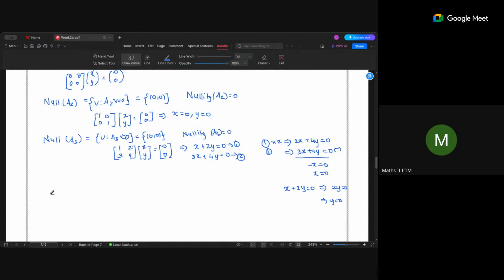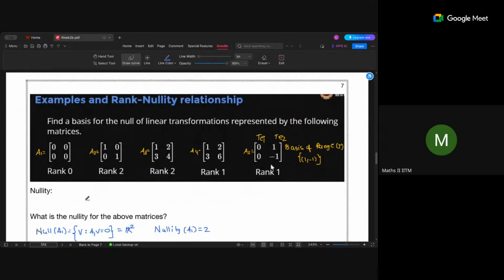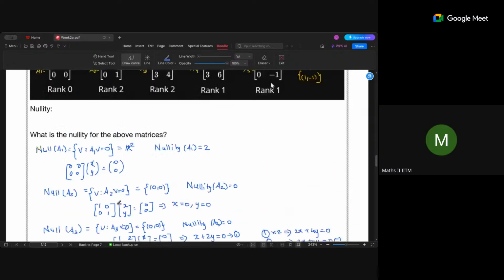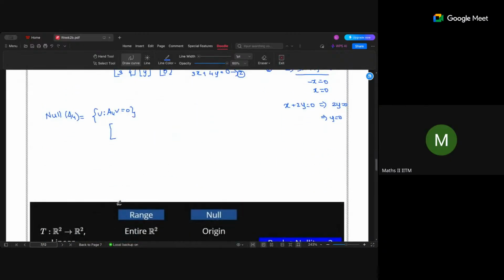Okay. What about the null space of A4? Before looking at the null space of A4, maybe we'll complete this, and then for A5, let's do the guess. A4V equals 0. Okay. So what is A4? It's [1 2; 3 6].